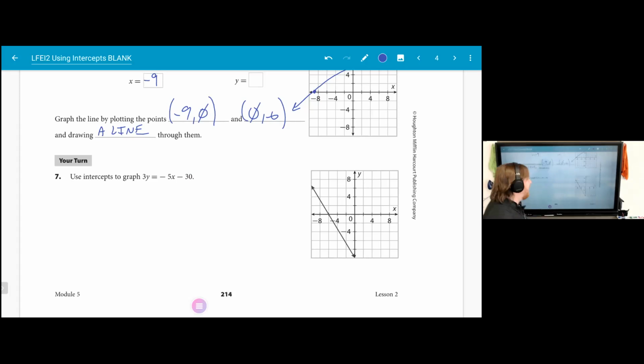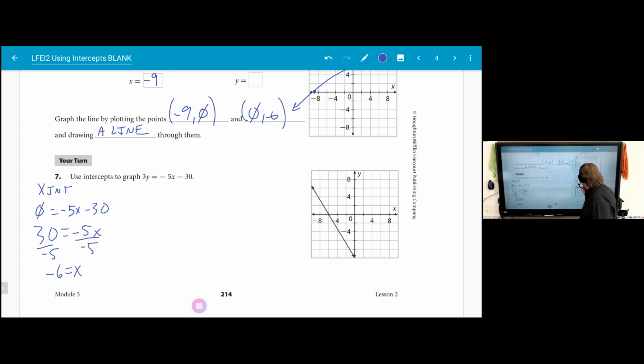All right, last one. To find the x-intercept, we're going to set y equal to 0 and solve for x. 0 equals -5x minus 30. I'm going to add 30 to both sides. I get 30 equals -5x. Divide both sides by -5. And I get -6 equals x, or x equals -6. In other words, when x is -6, y is 0. That's right there. Okay, I'm feeling good that we did that one right.